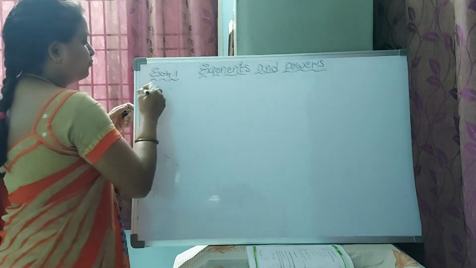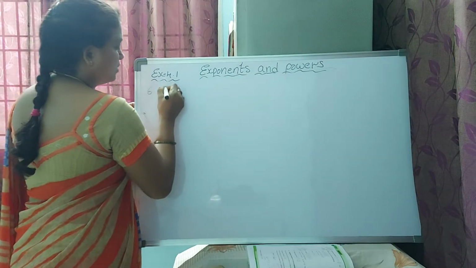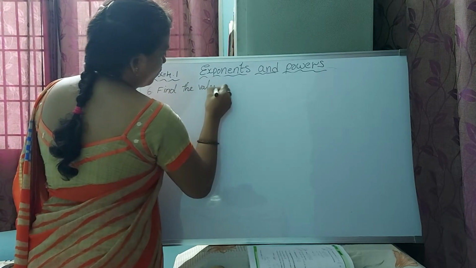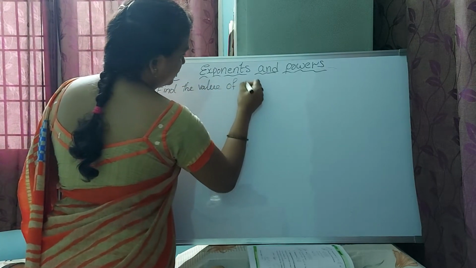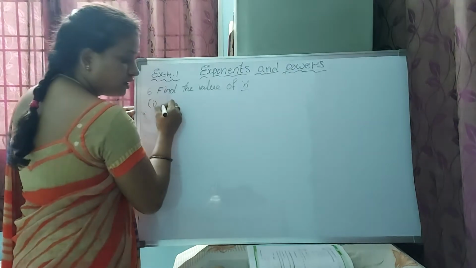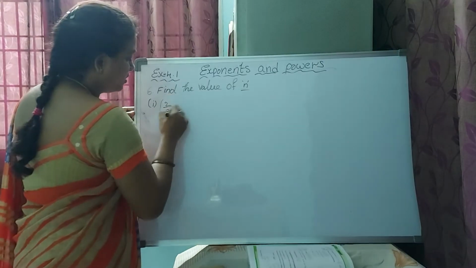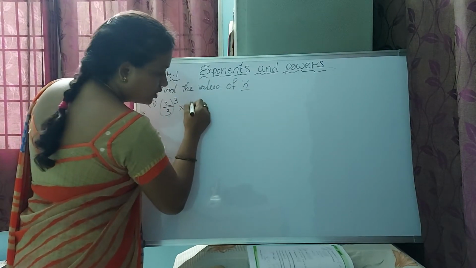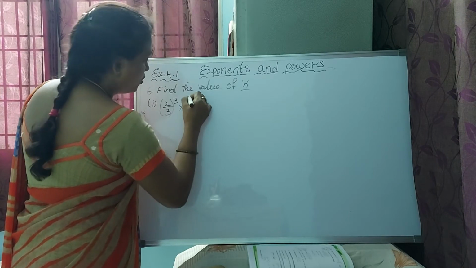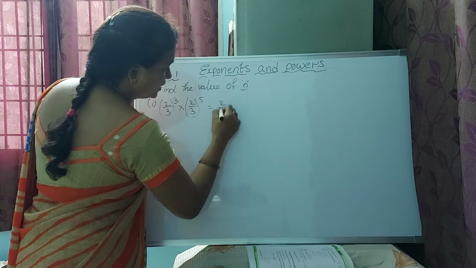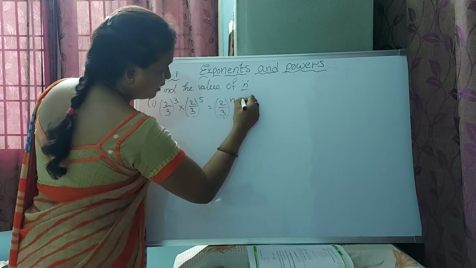Find the value of n in each of the following. First one: (2/3)^3 × (2/3)^5 = (2/3)^(n−2).